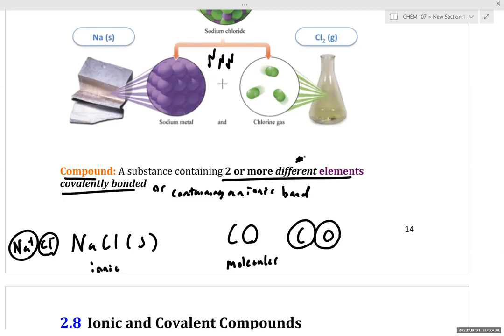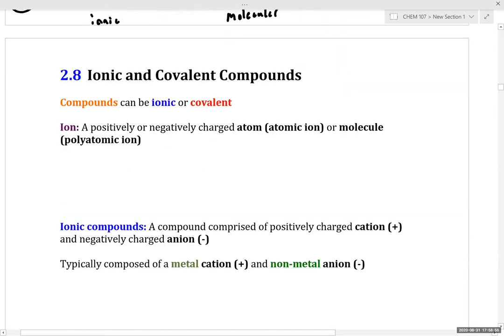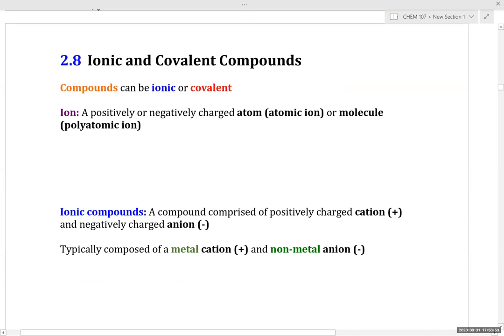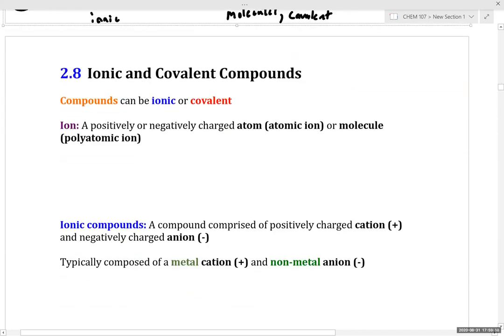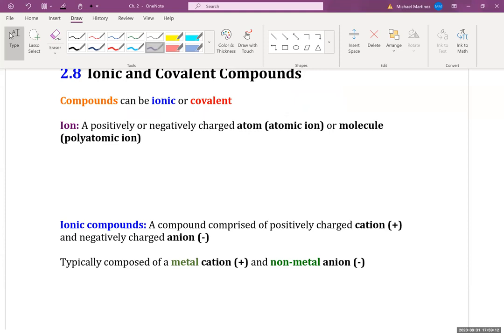Does this make sense to everyone so far? Compounds, two or more elements. Any questions on that? If not, let's now delve into this ionic and molecular compound distinction, or ionic and covalent compound distinction. So first and foremost, compounds can be either ionic or covalent.